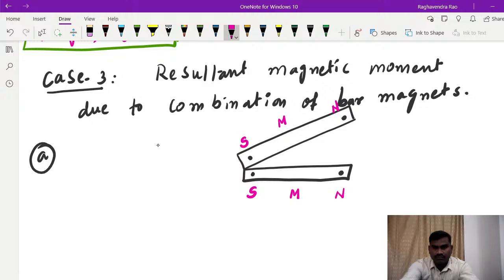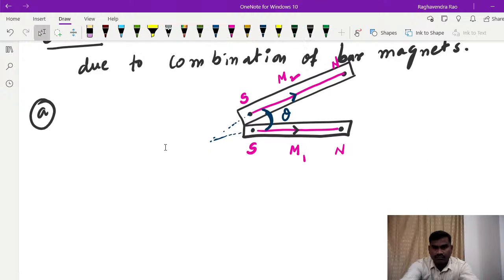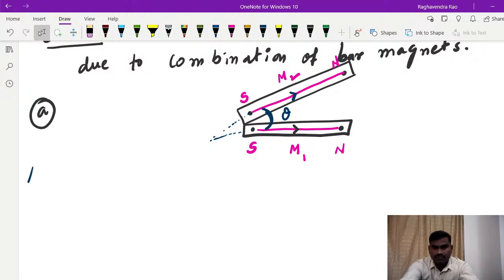Now the direction of this magnetic moment is directed like this. We can take M1, M2; later we can apply it for identical bar magnets. The direction of the magnetic moment of this magnet is from south to north, and the direction of the magnetic moment of the other magnet is also from south to north. By extending these two, we can say the angle between these two magnetic moments is theta. Now by using the law of vector addition or triangular law of vectors, we can calculate the net magnetic moment.